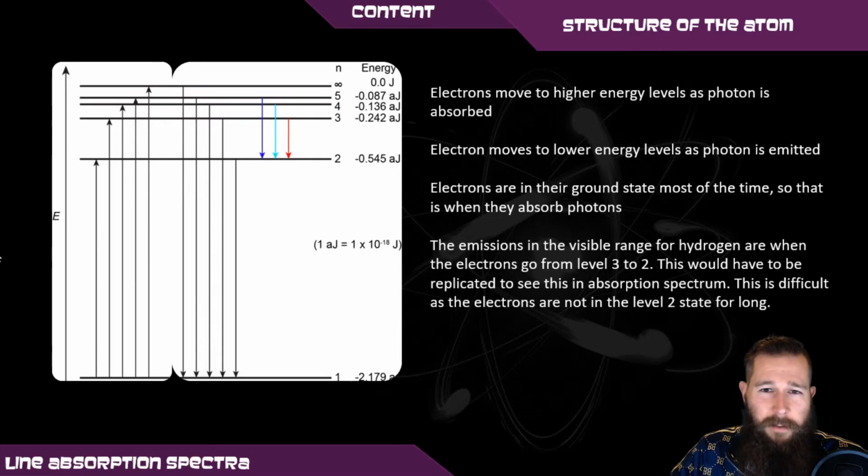Now for hydrogen, for example, the ones that we see in the visible light correspond to the energy levels that actually end in the second level. Now since the electrons in hydrogen are not at this level for long, the absorption spectrum of hydrogen in the visible range isn't really seen. In order to see the absorption spectrum for hydrogen in the visible range, the hydrogen atoms would have to be excited so the electrons are at this level, so the absorption spectrum can be seen.